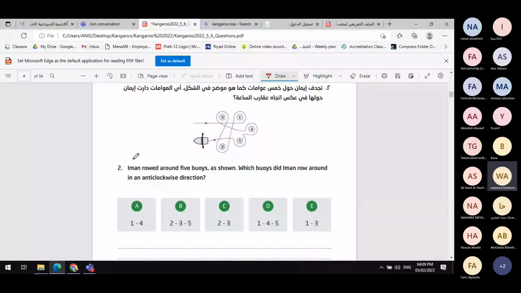Ayman rode around 5 points, as shown. Which bikes did Ayman ride around in an anti-clockwise direction? Okay, so what is the anti-clockwise direction? From its name, anti-clockwise is the opposite of clockwise. Yes, so this one is the clockwise and this one is the anti-clockwise.